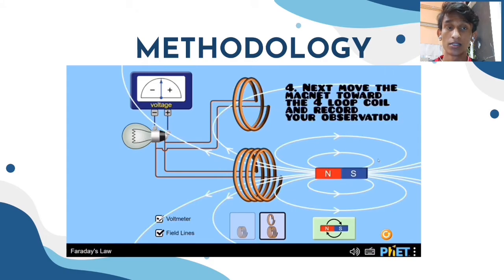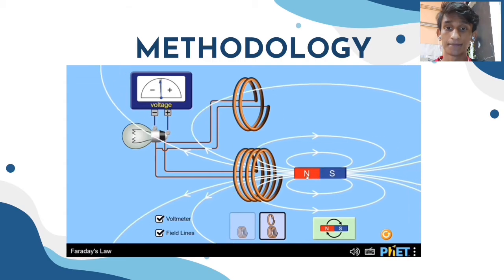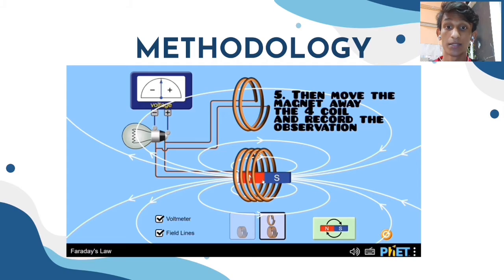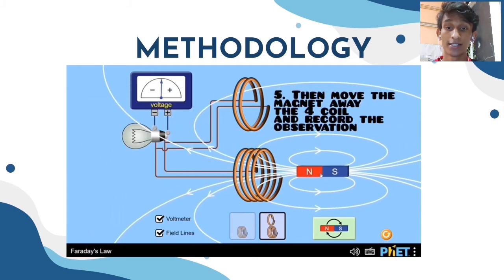Next, we move to the 4-loop coil. First, we move the magnet toward the 4-loop coil and record the observation. Then, move the magnet away from the 4-loop coil and record the observation.